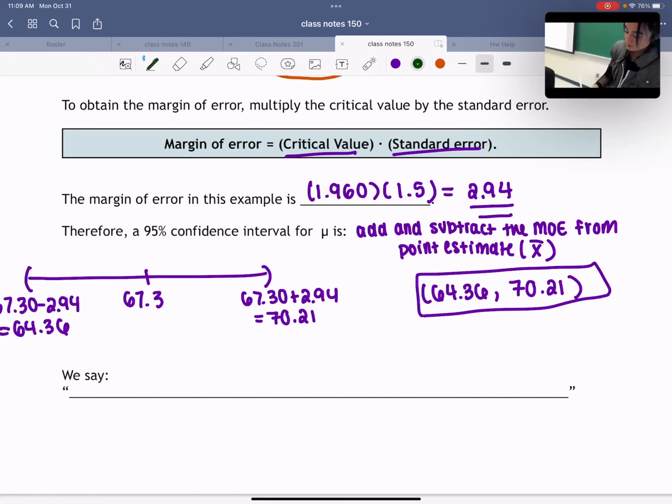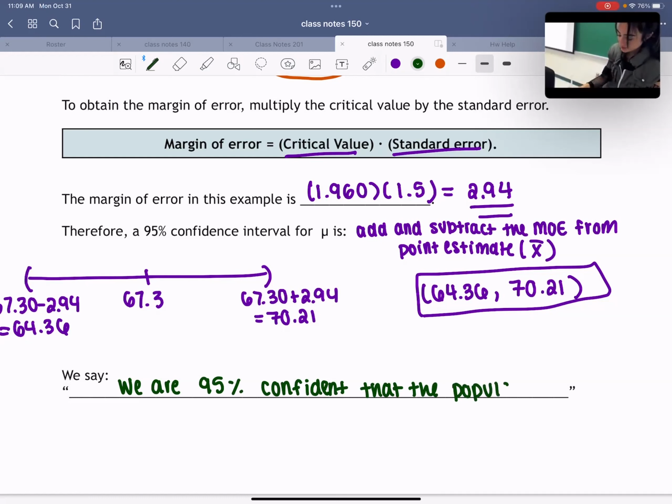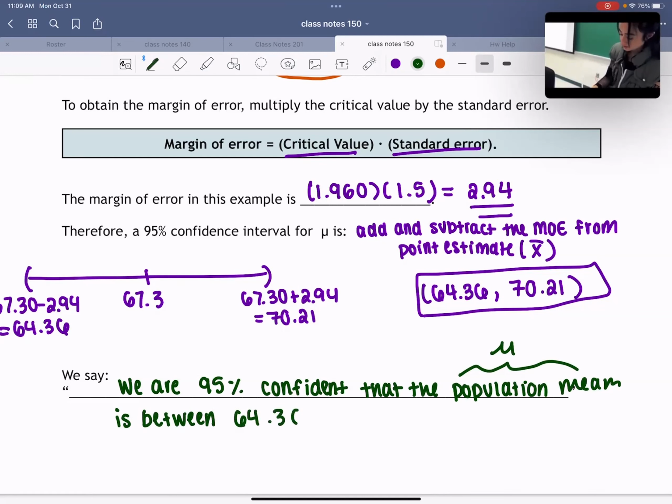We're going to say, because we have this interval, we are 95% confident that the thing that we're looking for, the population mean, and remember that another way of saying this is mu, is between the two numbers that we found, 64.36 and 70.2. It is very important that you use this phrasing when you explain your answer.